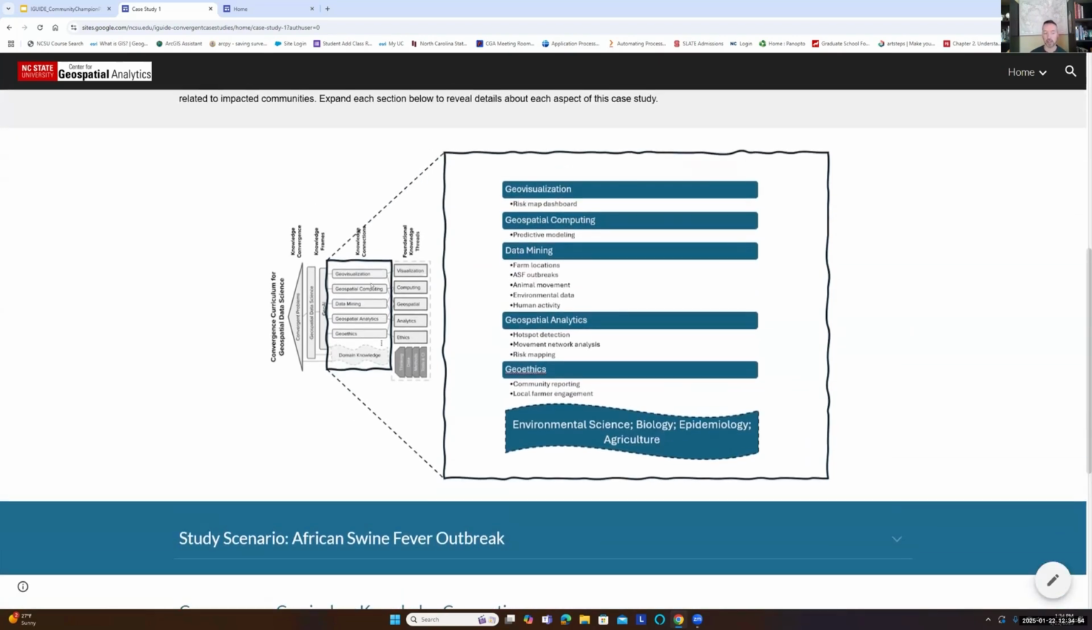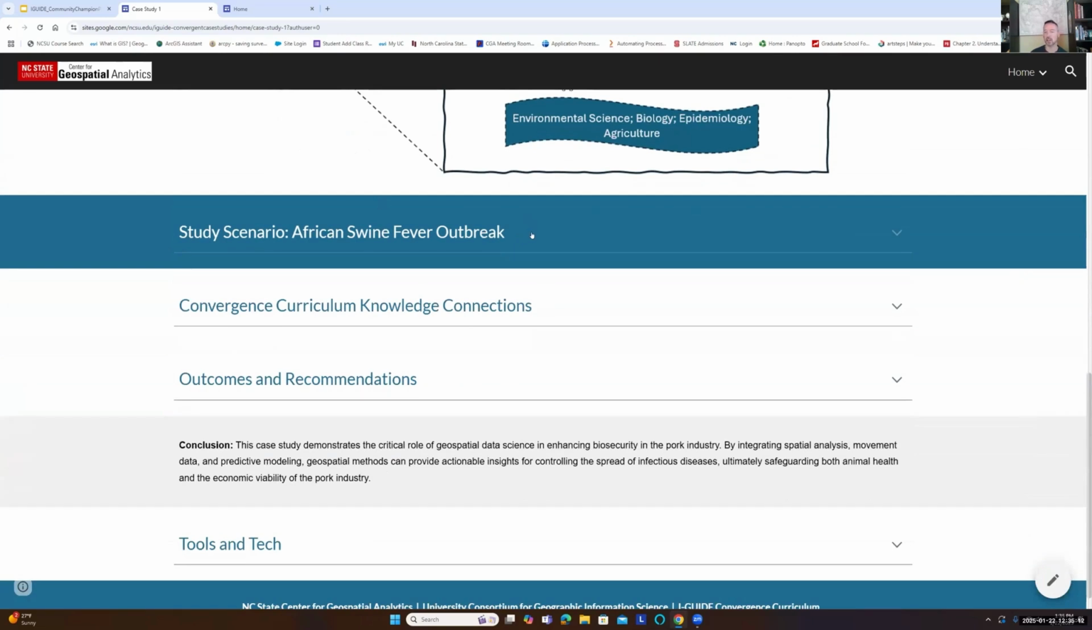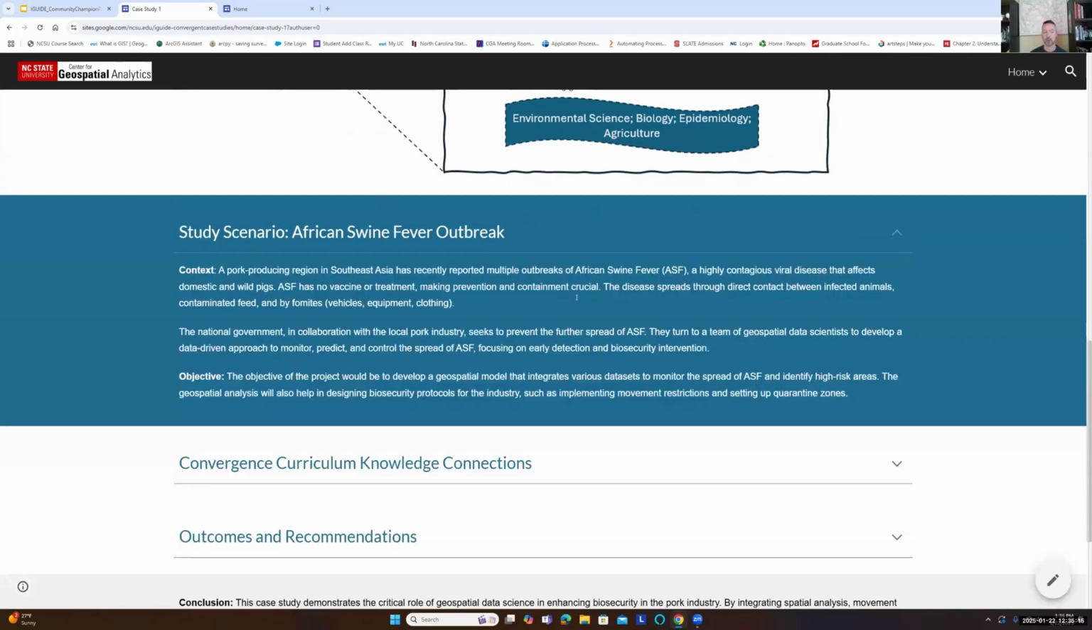For each case study, there's a graphic like this that highlights what are some of the elements within geospatial data science that would correspond to those individual knowledge connections, as well as what domain knowledge might be necessary to help answer the case. And then we get into specifics about presenting a scenario. They're presented with a scenario in this case about an outbreak, and your objective is to develop a geospatial model that integrates various data sets to monitor the spread of this disease and identify high-risk areas.